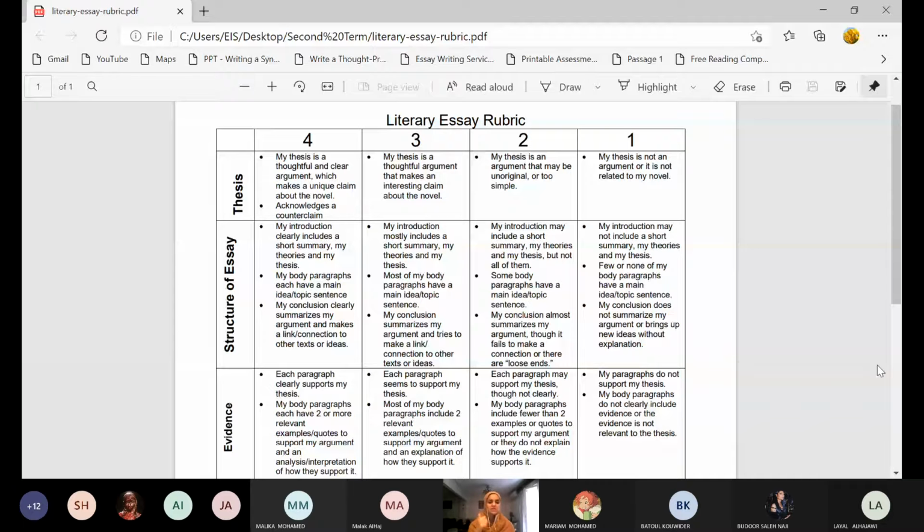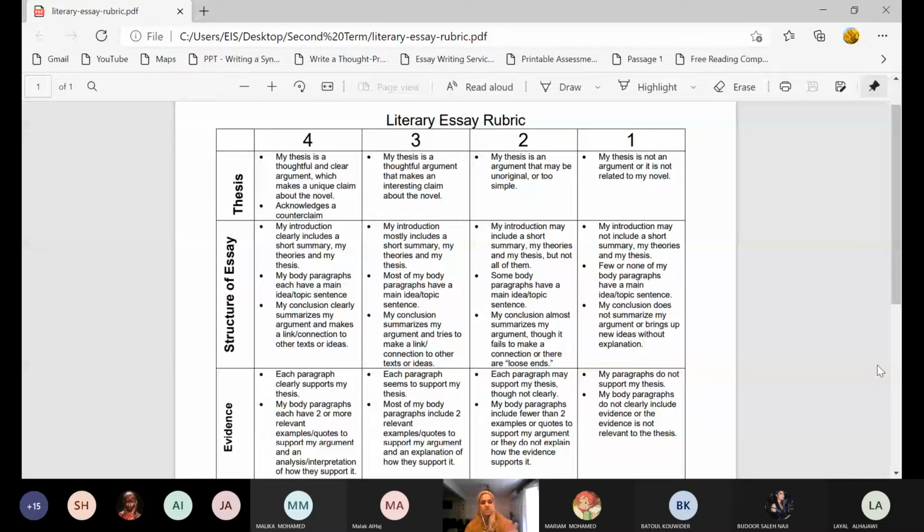So the thesis is a thoughtful, clear argument which makes a unique claim about the novel and acknowledges a counterclaim. We said the literary analysis is not an argumentative essay, so it is not necessary that the thesis be arguable. No, you say your opinion. How do I say my opinion, teacher? I do not say "I think." Do not mention yourself. Never, ever, in any of the writings, except narrative, do you mention yourself. Do not talk to the reader. These are the two most important rules in writing.